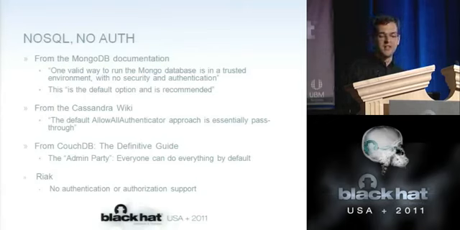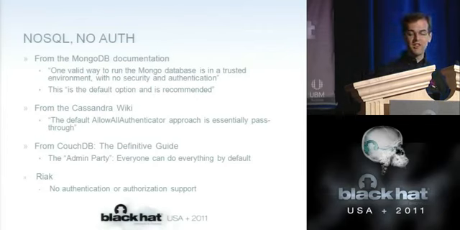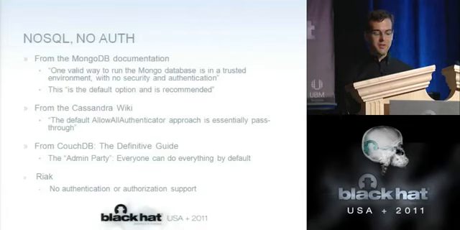So Mongo says, hey, one valid way to run Mongo is in a trusted environment with no security and authentication. Trusted basically means you trust the people who use it, which, yeah, that's a little scary. Cassandra says, the default AllowAllAuthenticator approach is essentially pass-through. Couch says, the admin party is the default. Everyone can do everything by default. And Riak has absolutely no auth whatsoever.